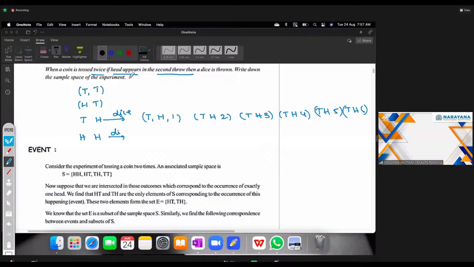Now head, head. Because if head appears in the second throw, the dice is thrown. Head, head 1, head, head 2, head, head 3, head, head 4, head, head 5, head, head 6. Okay? So write all possible. So how many things are coming, you need to check. If the second throw is the tail, you need not worry. If it is a head, then you need to go for throwing the dice.